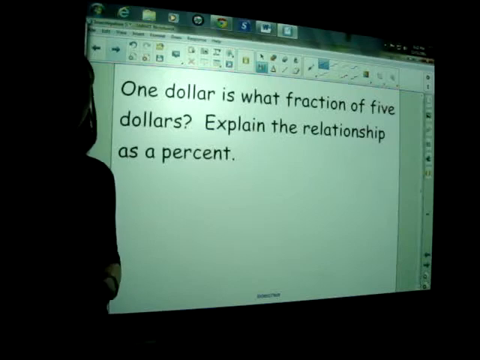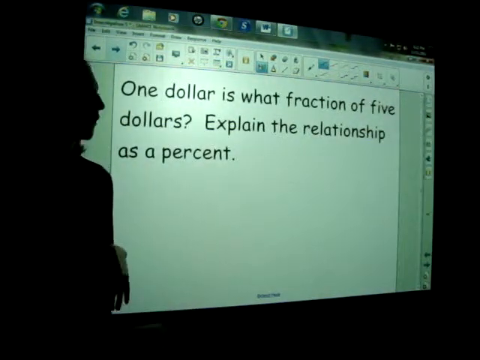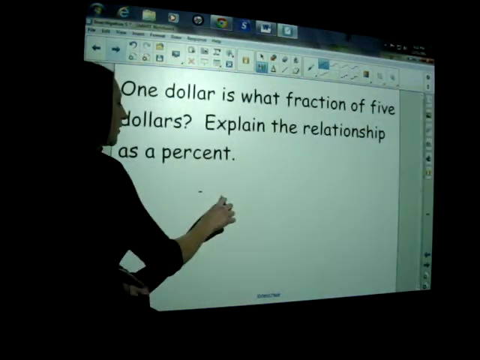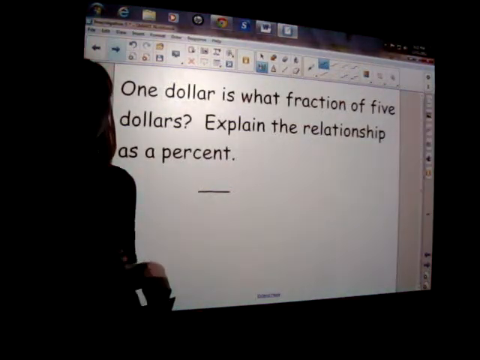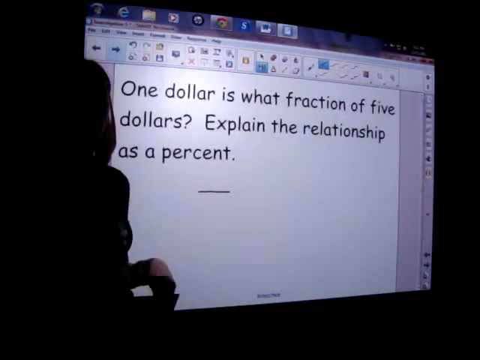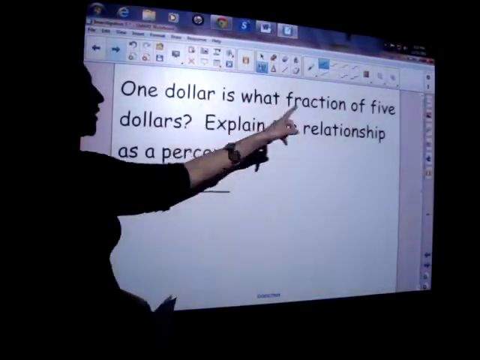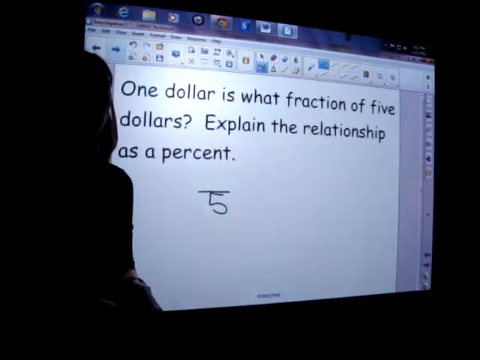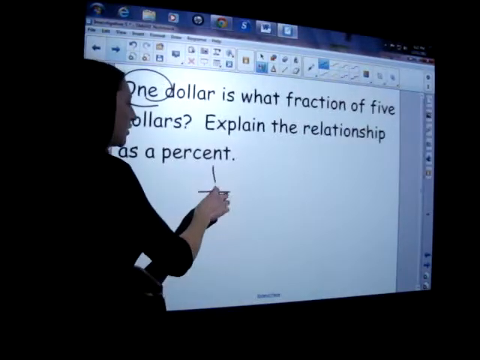All right, we're going to look at a word problem. $1 is what fraction of $5? Explain the relationship as a percent. So I'm going to write my fraction first and work with that. The whole goes on the bottom, or the denominator. So what's the whole that we're looking at? The whole, whole number, would be $5. Out of that $5, we only have $1. So it's 1/5.